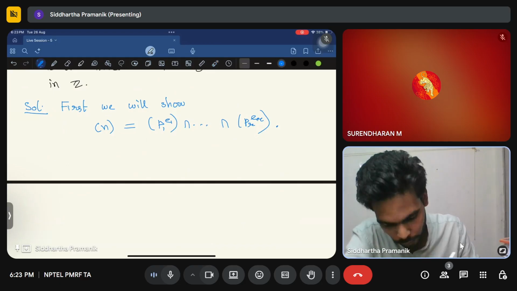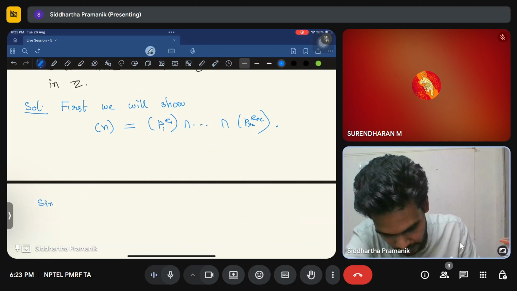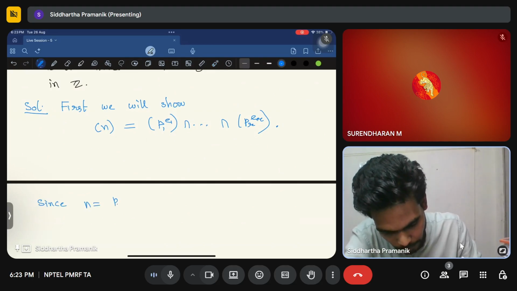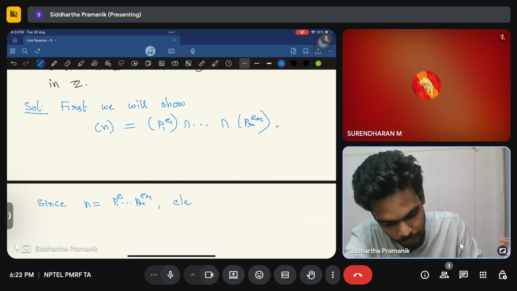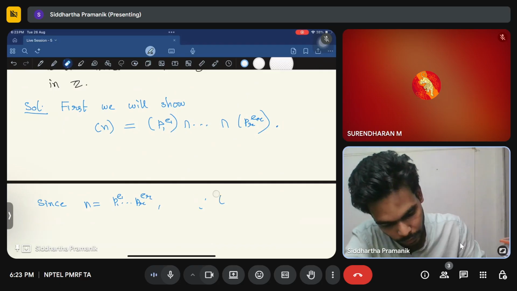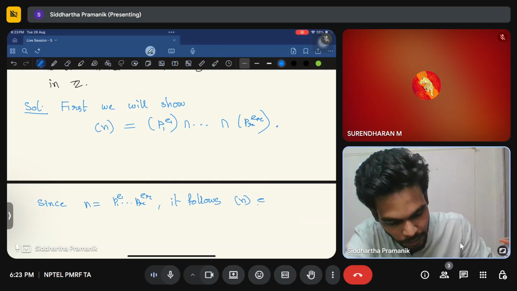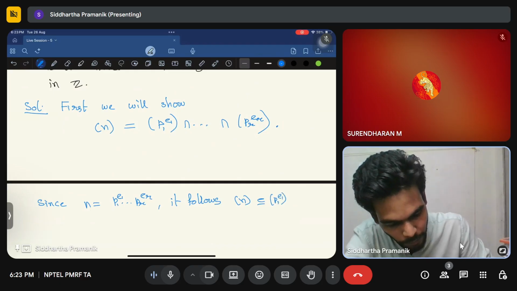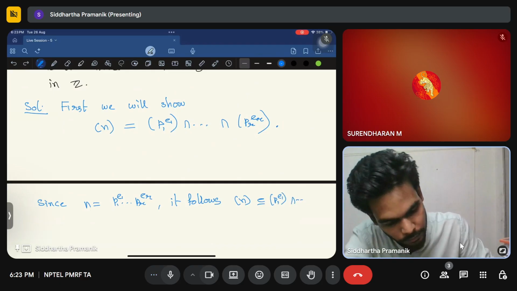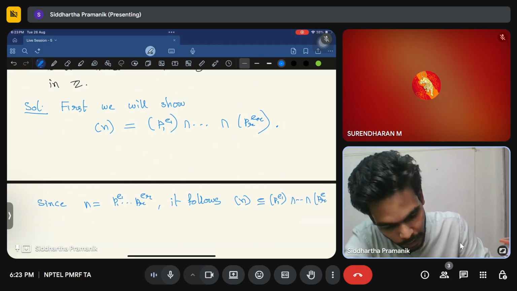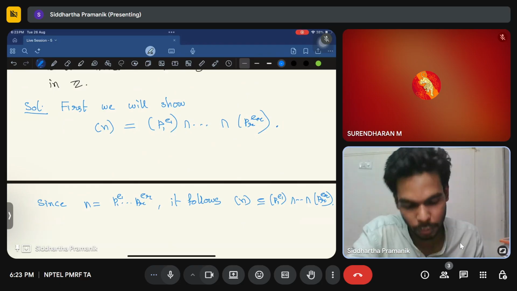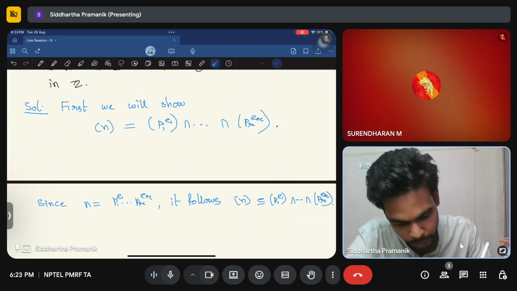So since n is p1^e1 dot dot pr^er, clearly it follows the ideal generated by n is a subset of the ideal generated by p1^e1 intersection the ideal generated by pr^er. So this side is trivial. We need to prove the other side.